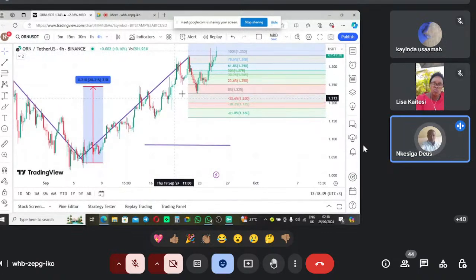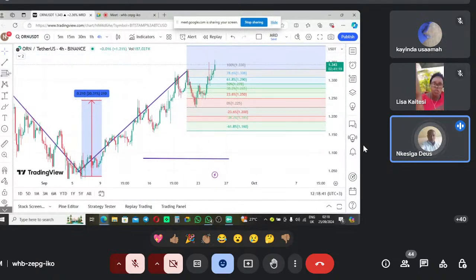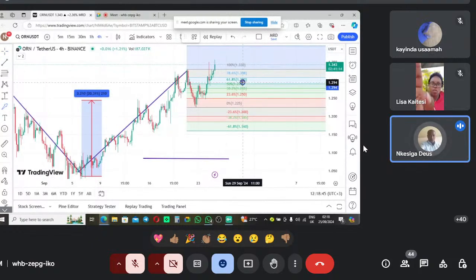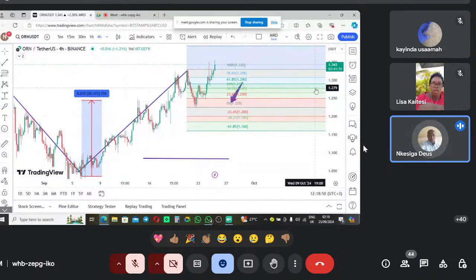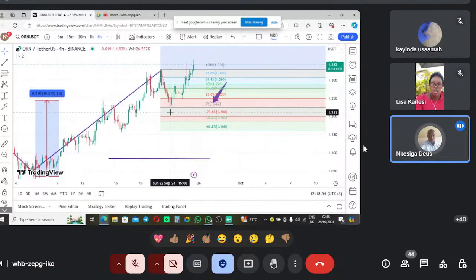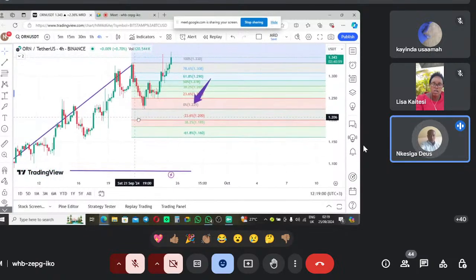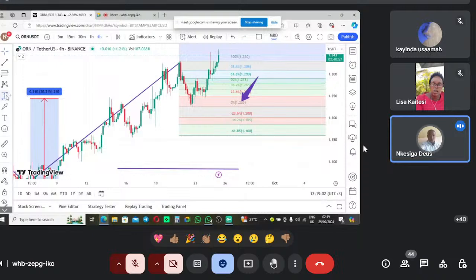How to trade: we have to wait, ladies and gentlemen. We have to wait for the market to go to the line 0. This is the line 0 that I'm talking about here. Therefore, from there, wait for the market to touch line 0. When it touches line 0, we enter the market at line 0 immediately. For example, let us assume we enter at this point.